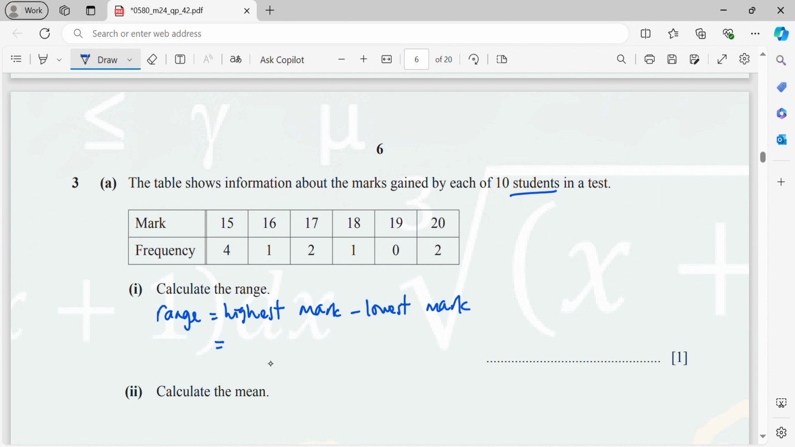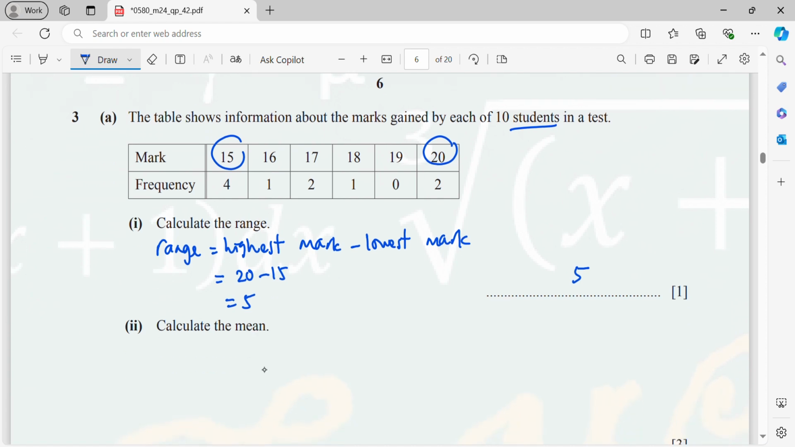So now the highest mark is basically 20, the lowest is 15. So it is 20 minus 15, then you will be getting 5. That is the range. Now part 2, calculate the mean.